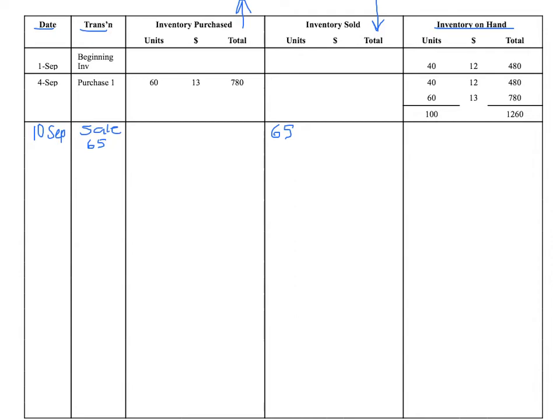The next transaction on the 10th of September is a sale of 65 units. You can see over here that we have 100 units and that their total cost is $1,260. When I'm using the moving average method, I need to find the average cost. The average cost is the total cost divided by total units. I'll just write it here. Total cost divided by total units. And that's going to give us an average cost of $12.60. 65 times $12.60 gives me a total here of $819.